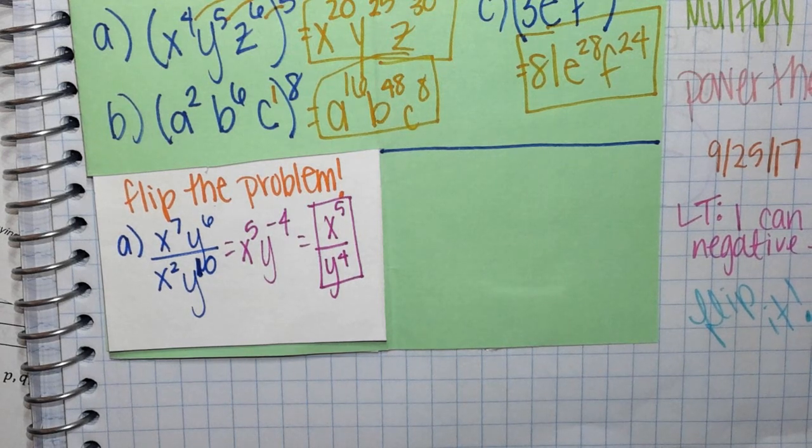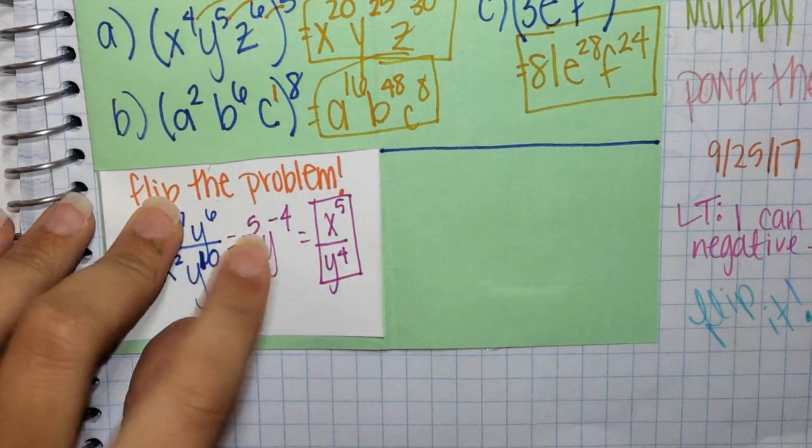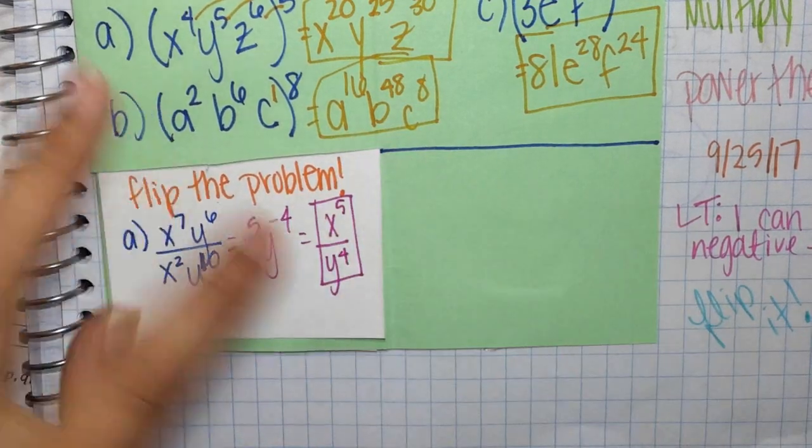So if there wasn't an x, we'll have to put 1 on top. If there was not an x, we would put a 1. Alright, let's do another one.